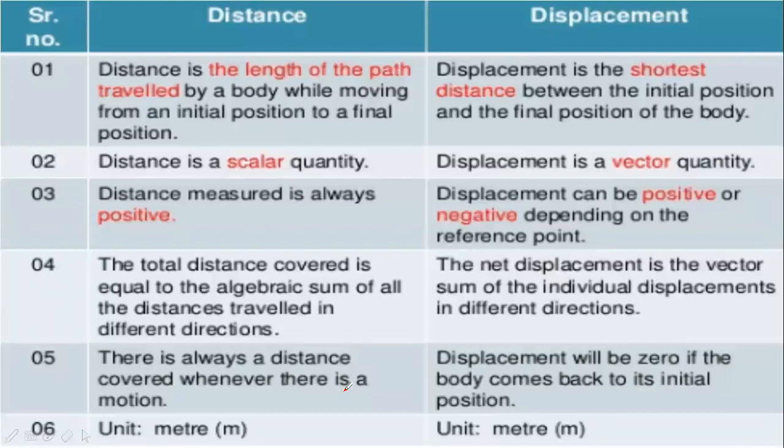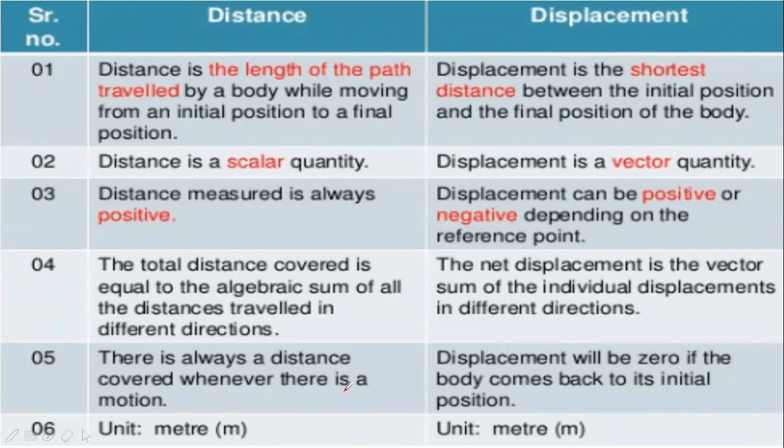Displacement is a vector quantity, so you take the vector sum, and distance is the actual path, so you should consider each step, whether it is in the opposite direction or in one direction or another direction, whatever the direction is, it should increase the value. There is no decrease concept on reversing the direction in distance. There is always a distance covered whenever there is a motion.